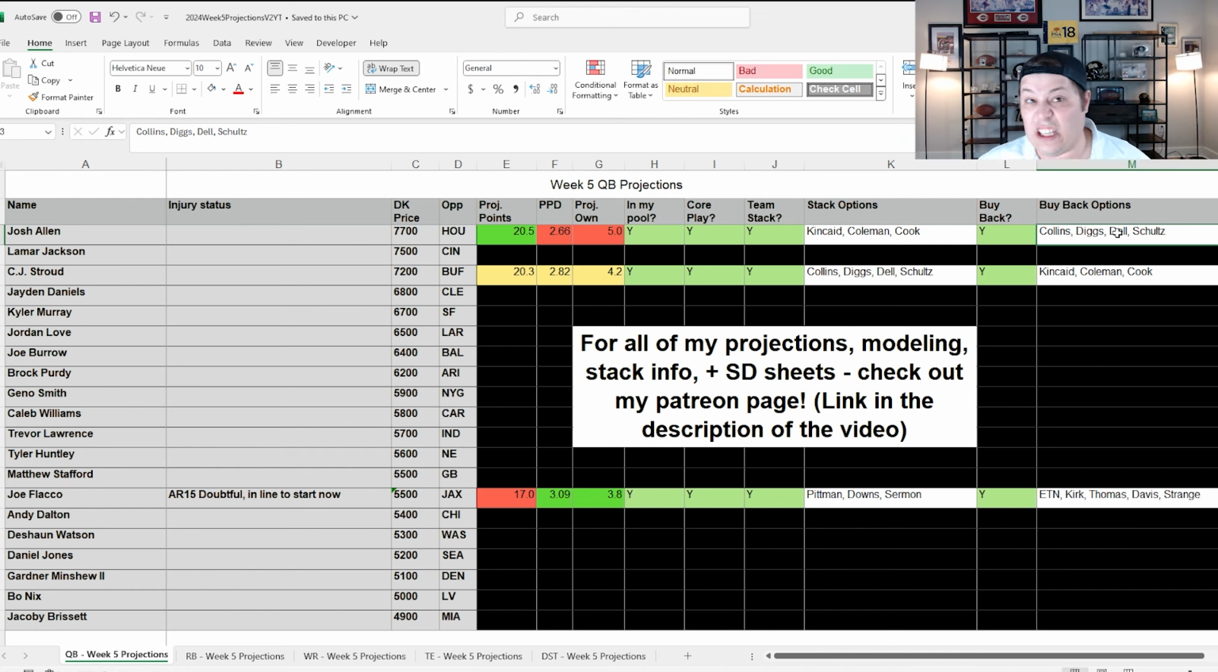I would say if you're looking to get a little bit different with some of the stacking options, a Tank Dell going to be relatively low owned this week. Same thing with Dalton Schultz. And then over there on the Bills side of things, a Coleman and a James Cook, if you went with a running back pairing as a combination, would be a relatively low end way to go about it as well.